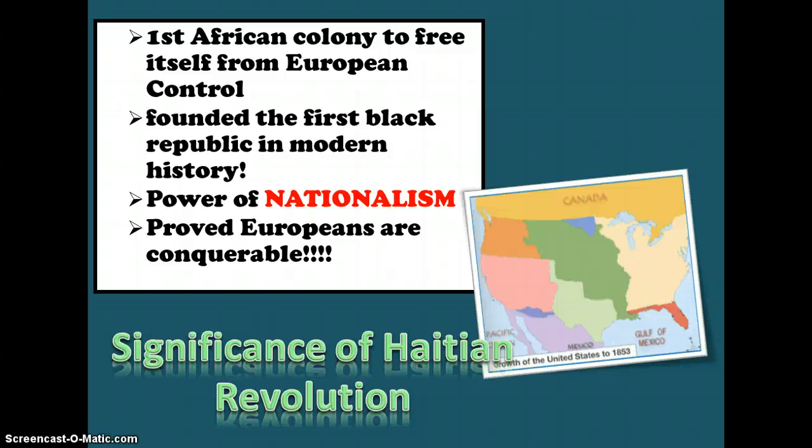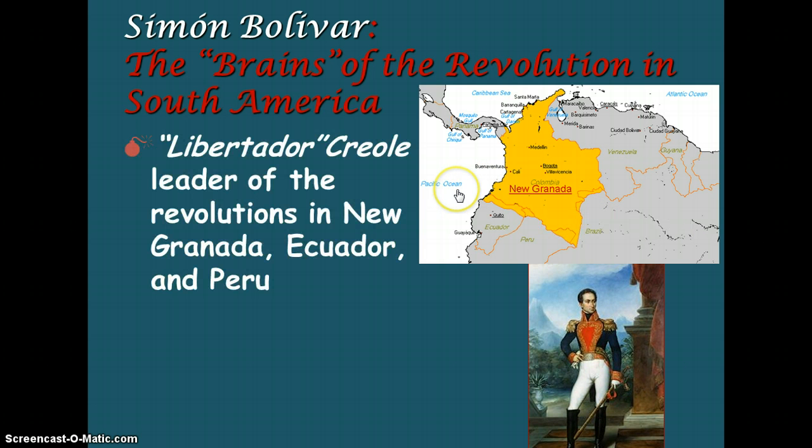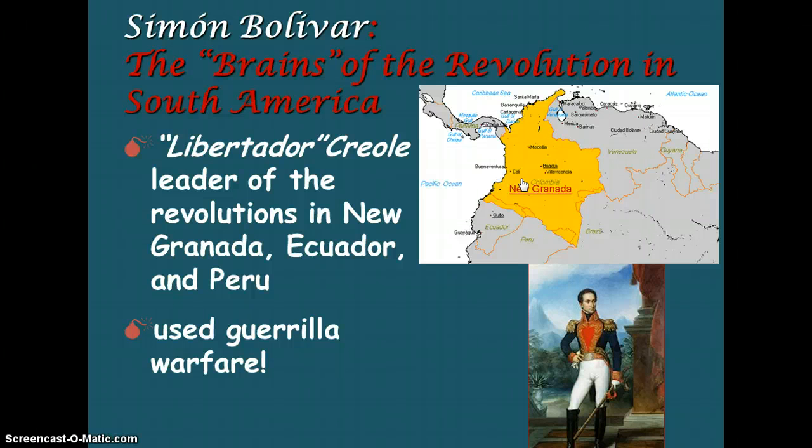Simón Bolivar is a Creole. He led a revolution in South America, and you can see New Granada is a colony of the Spanish that he had pretty much led his revolutionary efforts. He was called Libertador. Again, you're talking about New Granada, which is Colombia, Ecuador, and Peru. And they used guerrilla warfare. This was very key in their success against a very organized, well-trained Spanish army.